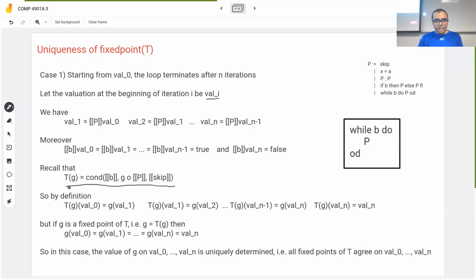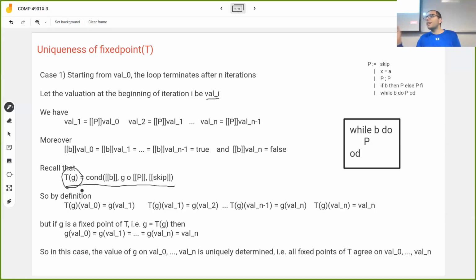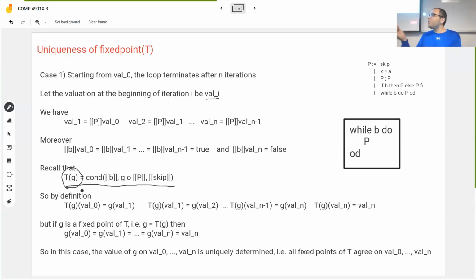Again, on this left-hand side, remember T was a transformer that took a function and gave me another function. So T of G is also a function. So I can take T of G and I can apply it, for example, to val 0.